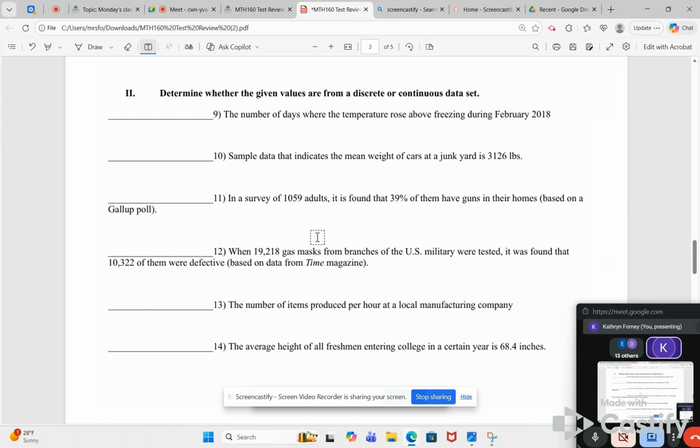All right. Determine whether we have discrete or continuous. So if you remember, discrete is countable, and continuous is infinite, not countable. I'm putting not countable. And I'm so sorry, countable.